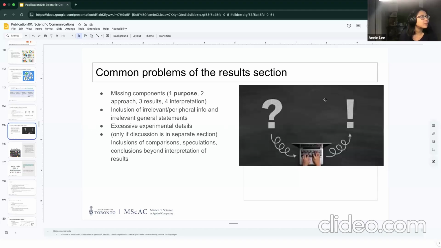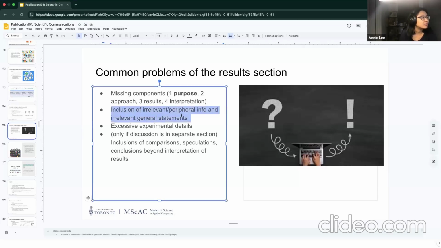Some problems of the results section: you're missing the purpose, the approach, the results, or the interpretation; you include irrelevant info; or you have too many details. But too many details is okay for now. You can always move it into the appendix. Like I said, just write. Writing too much is okay right now. And then discussion goes in separate sections.